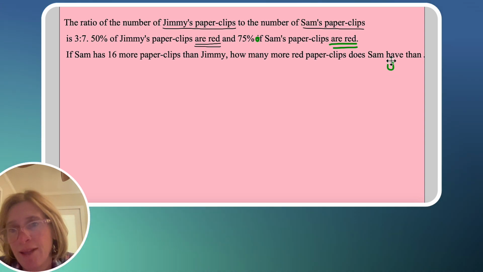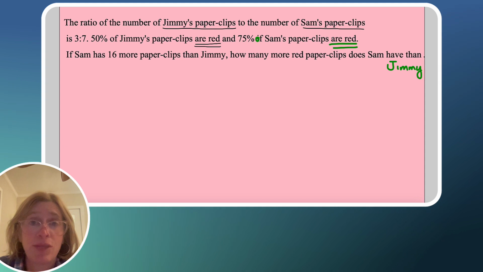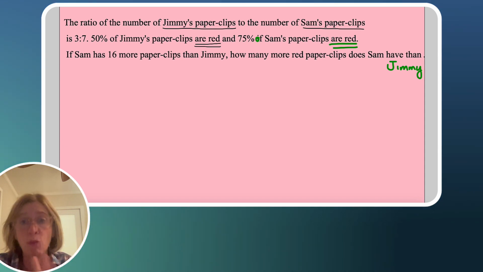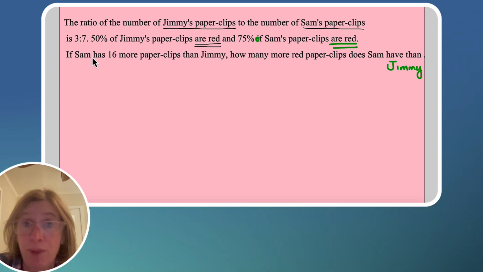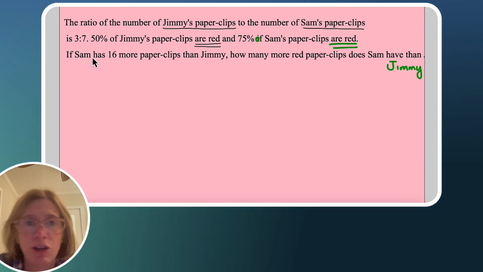All right, so we've got two parts. We have the number of paper clips along with the color of the paper clips. But because that's where the ratio is, on the number of paper clips, that's where I need to start.